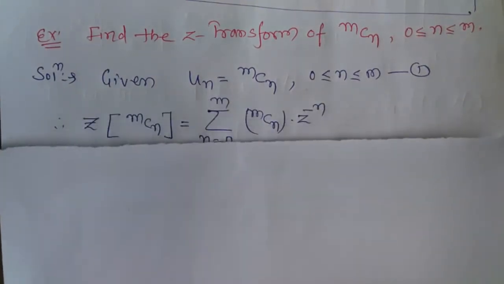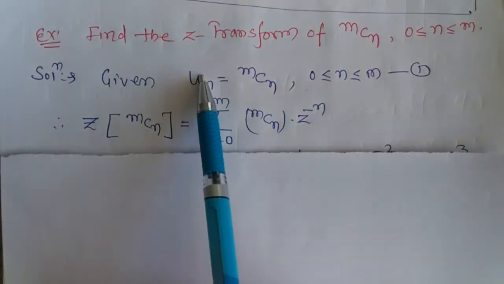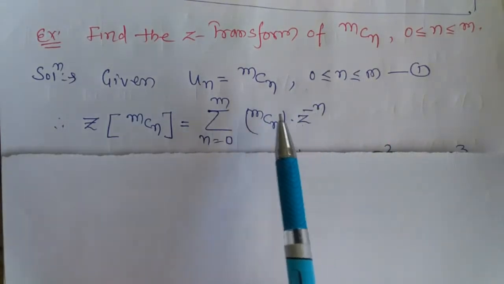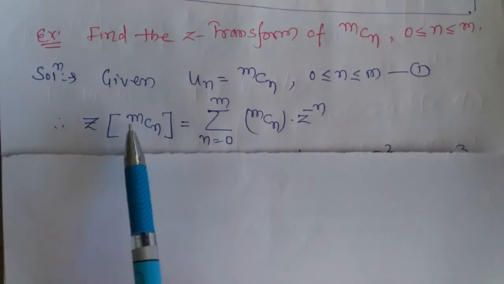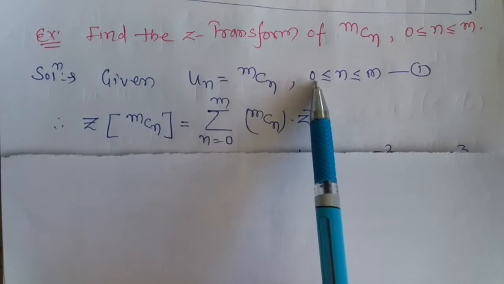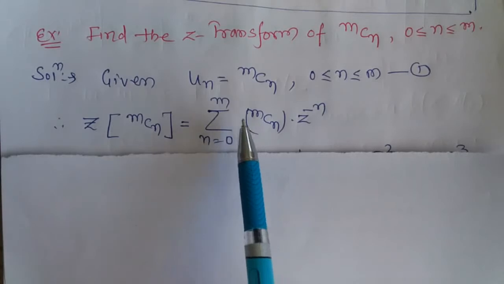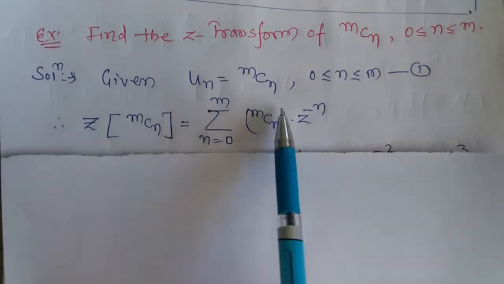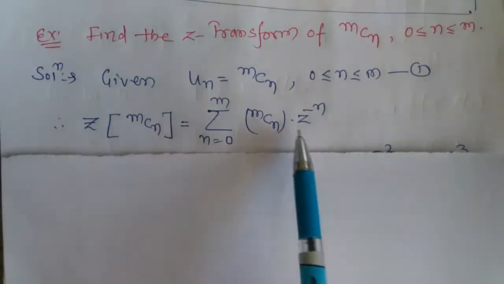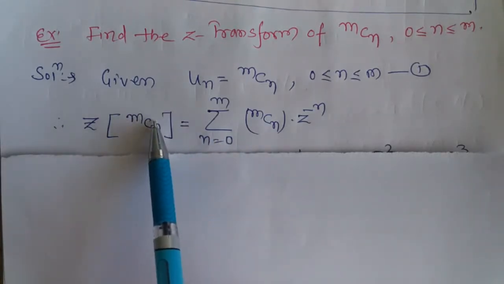By the definition of Z transform, we know that the Z transform of the sequence u_n is the summation over n of u_n z^(-n). So the Z transform of mCn is the summation n goes from 0 to m, because n lies between 0 and m, of mCn z^(-n). By definition of Z transform, we get this result.